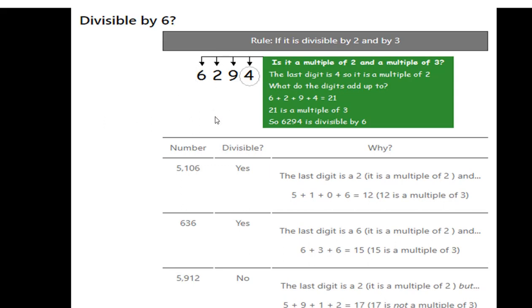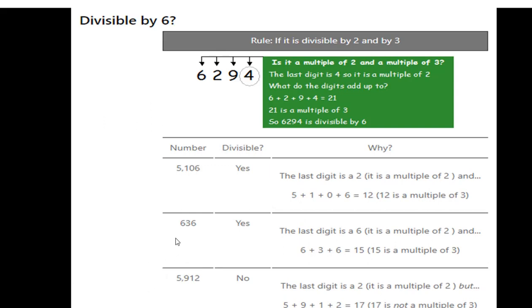Let us see one more example. 5106. The last digit is 6, so the number is divisible by 2. Then the sum of the digits, 5 plus 1 plus 0 plus 6, equals 12. 12 is divisible by 3. So the number is divisible by both 2 and 3, so 5106 is divisible by 6.